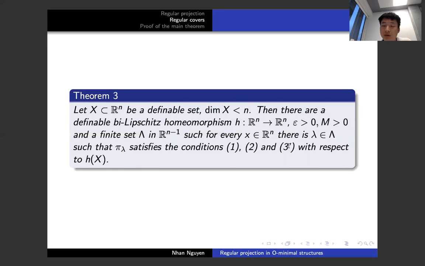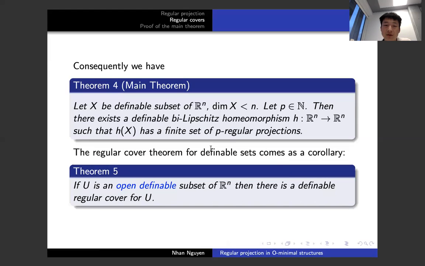Because condition 3 prime implies condition 3, we have the following result: if X is a definable subset of Rn and the dimension of X is smaller than n, and given p to be an integer number, then there's a definable bi-Lipschitz homeomorphism so that the image has a finite set of regular projection.